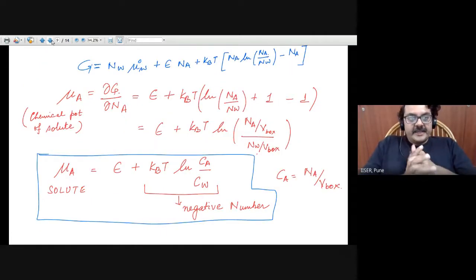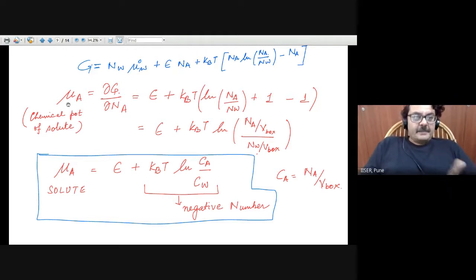And then what we get is the Gibbs free energy: N_W, the number of water particles, times the chemical potential of the water particles, plus the energy cost of A particles, plus k_B T times N_A log(N_A/N_W). It's basically the volume fraction, if you like, minus N_A. Right? This is the kind of expression you get for the entropy of mixing term: N_A log(N_A/N_W) minus N_A. This is, of course, easy to calculate.